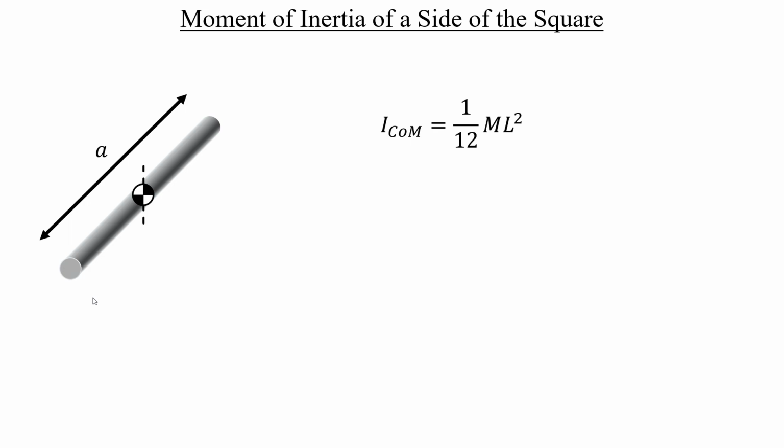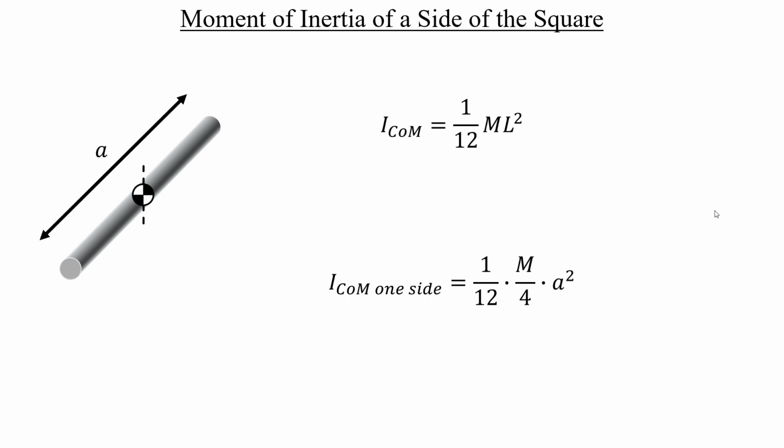Additionally, we're told that the length of each side is given by a and not L. So let's go ahead and plug all of that in for this expression down below. So we'll be taking 1/12 times the total mass divided by 4, since we're working with one side, and we're multiplying it by the length of one side, a squared.